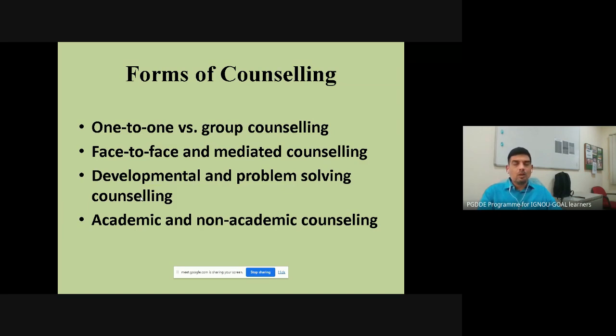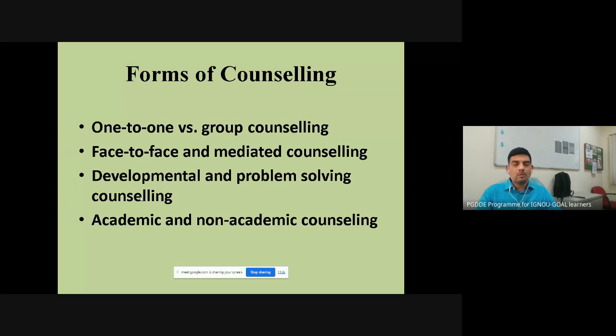To solve that particular problem, what are the skills that they need to learn, and how they can be suggested, or maybe helped to take a particular decision to solve the problems, is called problem solving counseling also. Then academic and non-academic counseling.